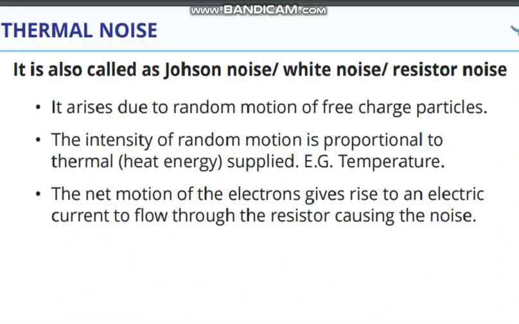Thermal noise. It is also called Johnson noise, white noise or resistor noise. It arises due to random motion of the free charge particles. The intensity of random motion is proportional to the thermal energy supplied, for example temperature. The net motion of the electrons gives rise to an electric current flowing through the resistor, causing the noise. That means that is the internal noise of a conductor. As we know, a conductor carries free charge, and some external agitation like temperature or external voltages will cause this.